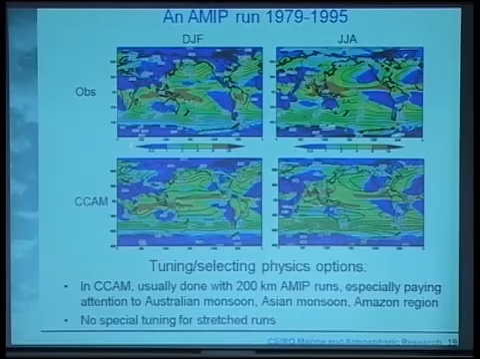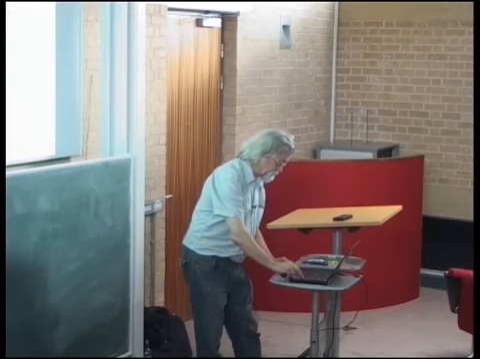Just an example of a run, observed rainfall and CCAM, DGF, JJA. We run variable resolution, but I like to make sure it still works fine with the 200 kilometres. If you make some improvement somewhere else, you don't want to mess it up.